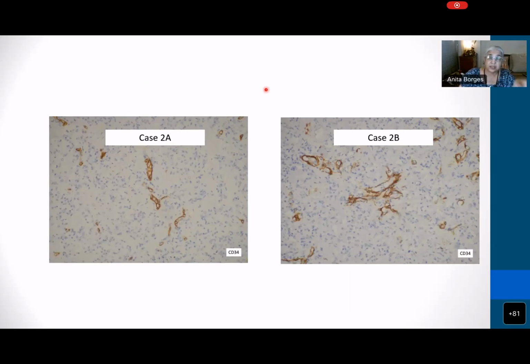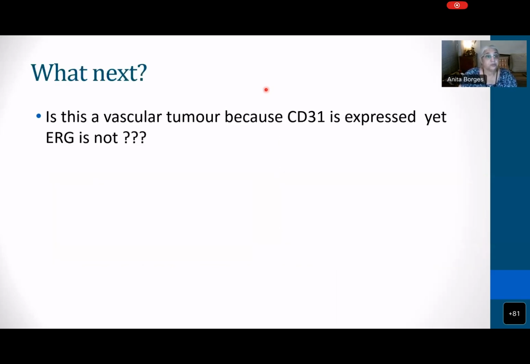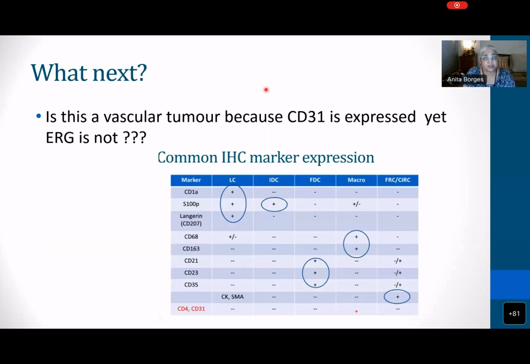No, Divya. So this is obviously something that is not endothelial in nature. So this is not a vascular tumor. This is a histiocytic tumor. Okay, that's what we have come to know. So the answer to this, is this a vascular tumor because CD31 is expressed and yet ERG is not? The answer is no. There you are. CD31 is expressed in histiocytic tumors of the macrophage lineage.